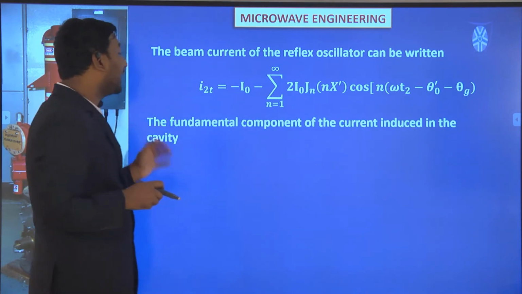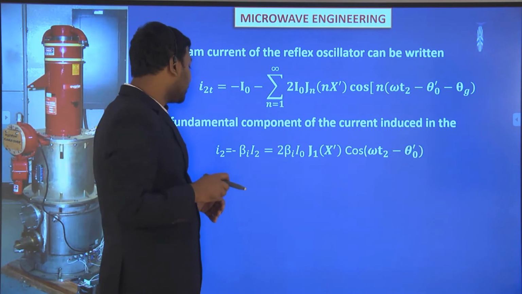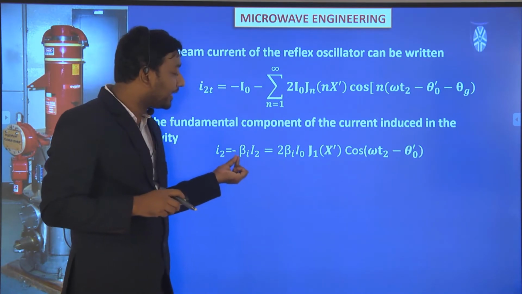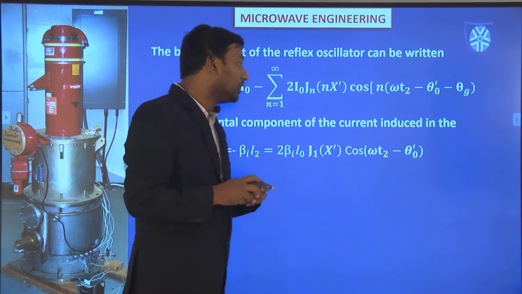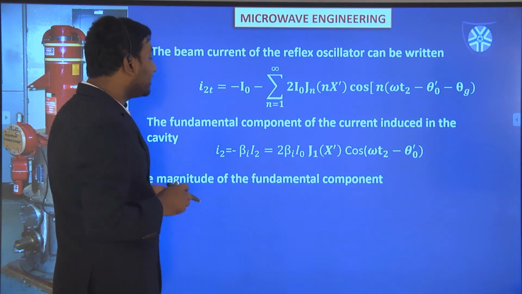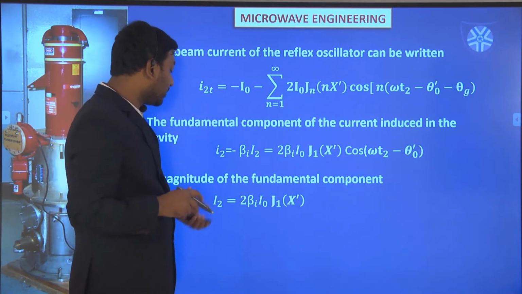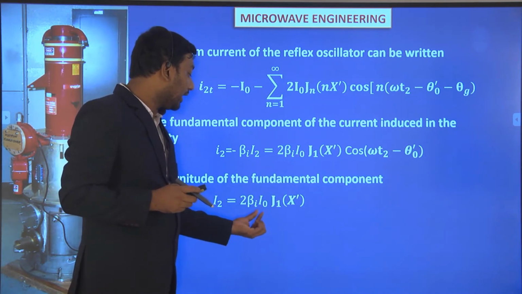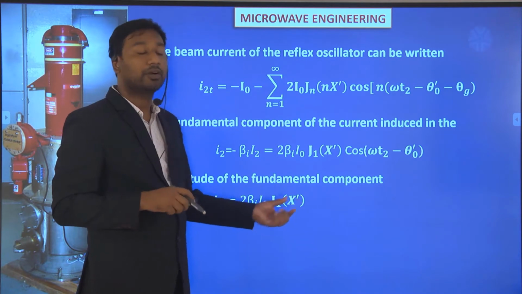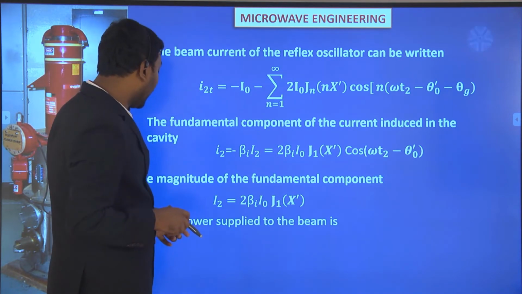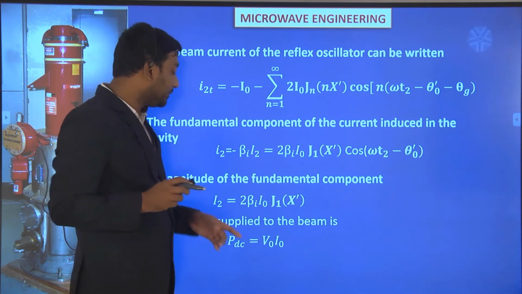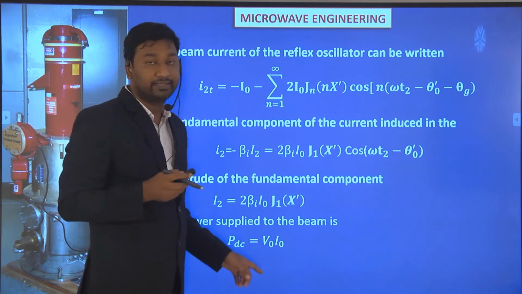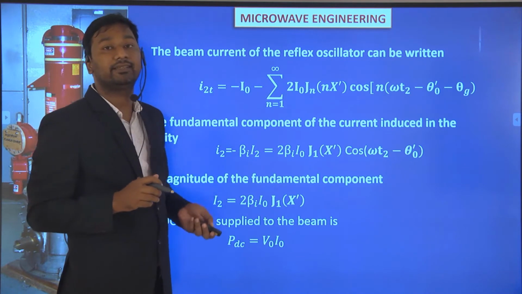The fundamental component of the induced current is similar to the two cavity case, but here minus terms will be there. The magnitude of the fundamental component is I2 equal to 2 beta I naught J1 x bar. The DC power supplied to the beam is V0 I0, where V0 is the DC voltage and I0 is the DC current.